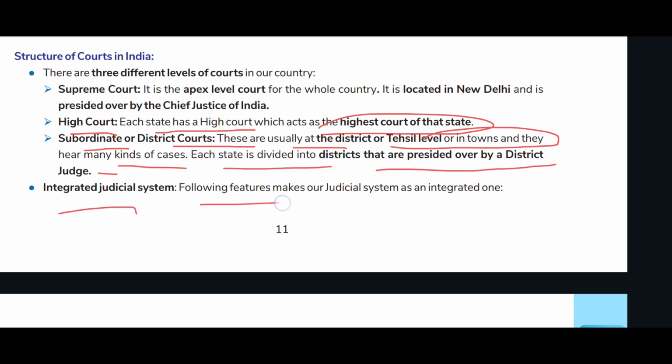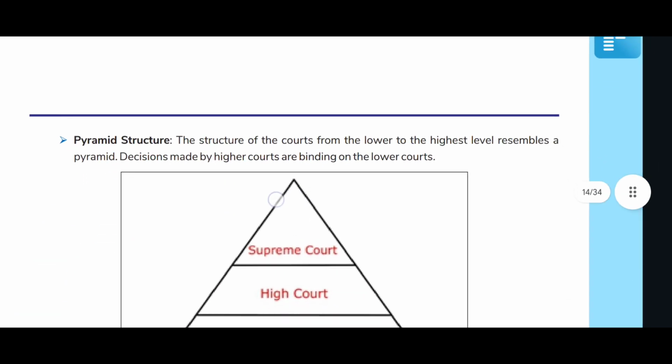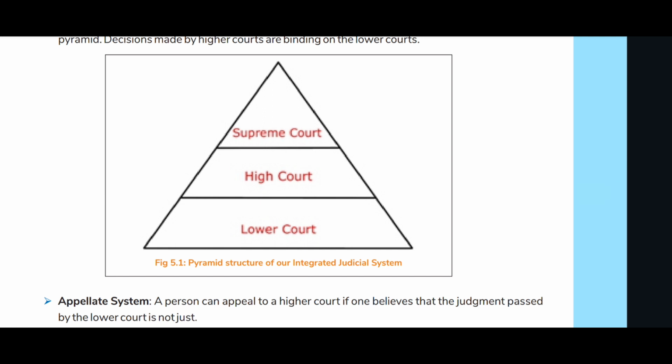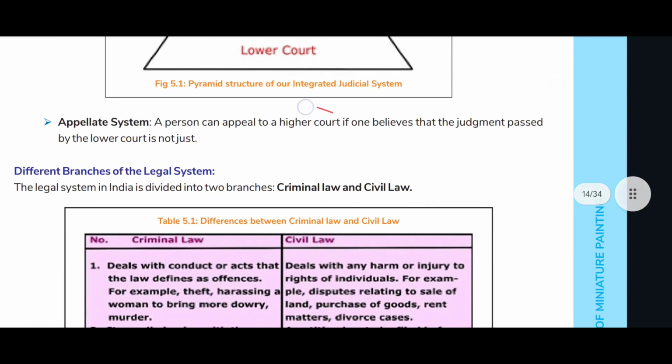Integrated judicial system. The following features make our judicial system an integrated one. Pyramid structure. The structure of our courts from the lower to the highest level resembles a pyramid. Decisions made by the higher courts are binding on the lower courts. Here you can see the pyramid structure of our integrated judicial system: this one is the lower court, this one is the higher court, and the highest place is the Supreme Court. Appellate system. A person can appeal to the higher court if one believes that the judgment passed by the lower court is not just.